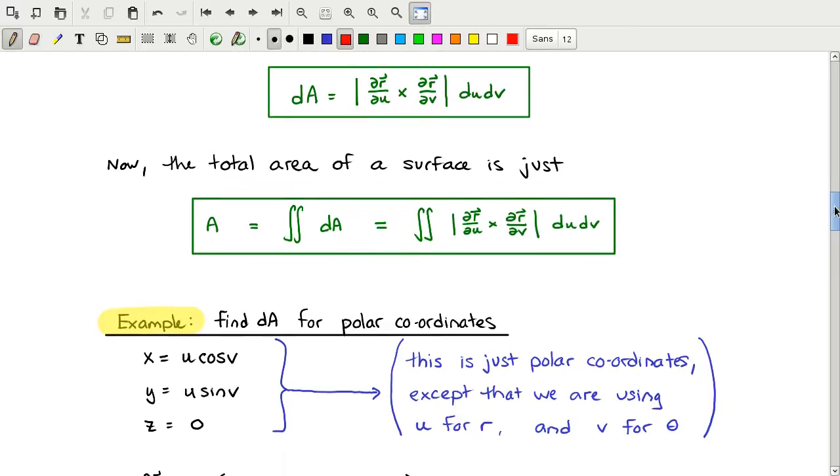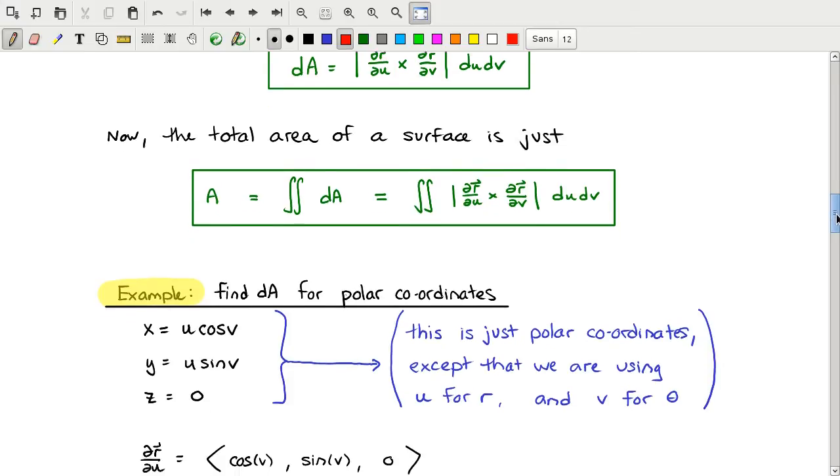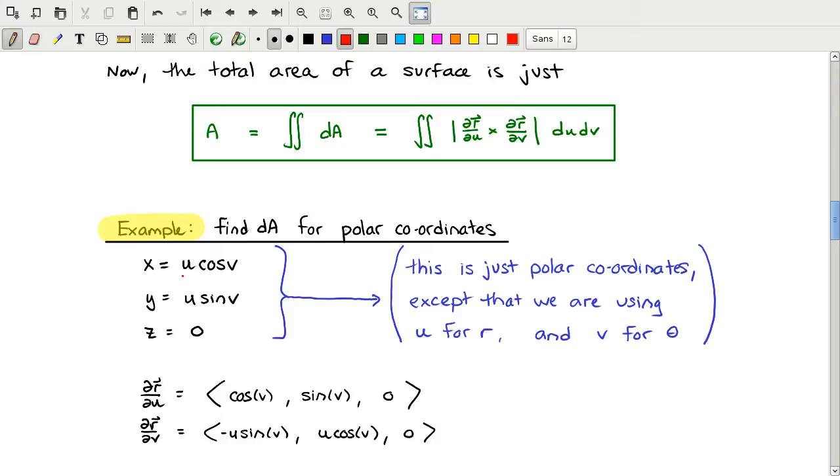So we have some examples in this lesson, but first, a really great example is to find dA for a parametrization associated with polar coordinates. Polar coordinates allow us to express points in the xy plane in terms of r and theta, under the relations, and here we'll use u and v instead of r and theta: x equals u cosine v and y equals u sine v, and staying in the xy plane, we set z equal to 0. So this is nothing more than the equations describing polar coordinates, okay? But they can also be thought of as a parametric representation of the xy plane.